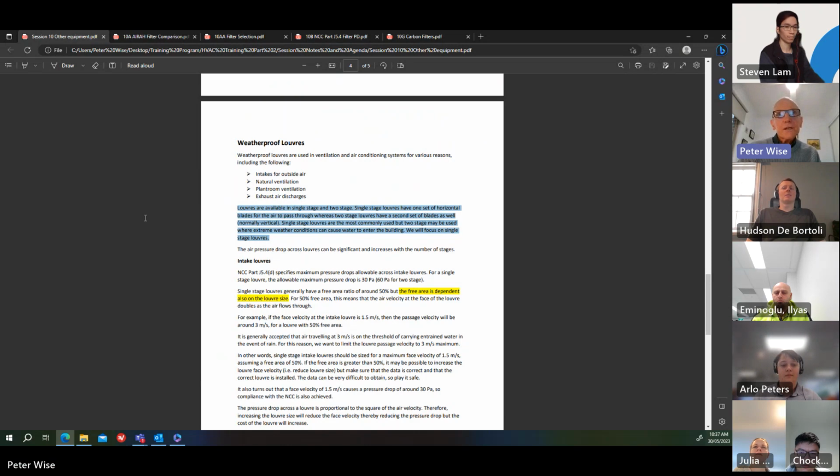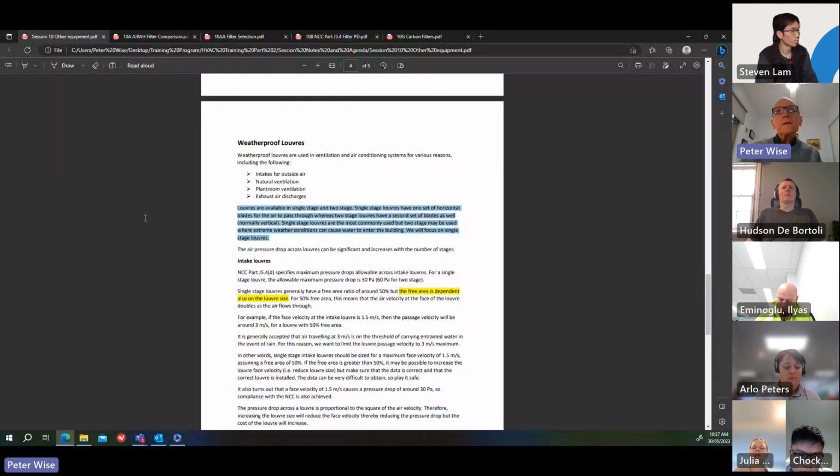They're available in single stage and two stage. Single stage louvers have one set of horizontal blades for the air to pass through, whereas two stage louvers have a second set of blades, which are normally vertical. Single stage louvers are the most commonly used, but two stage may be used where extreme weather conditions can cause water to enter the building.